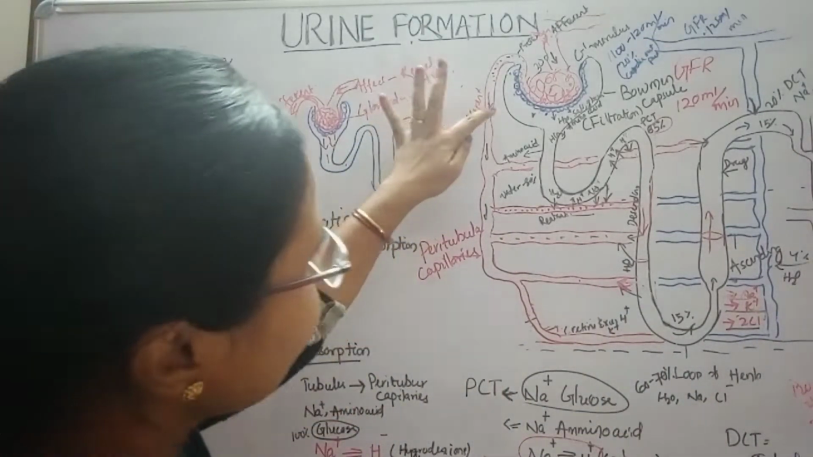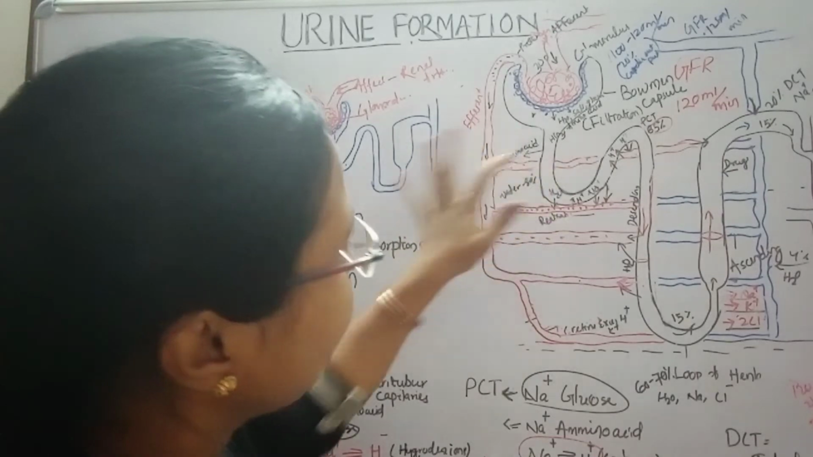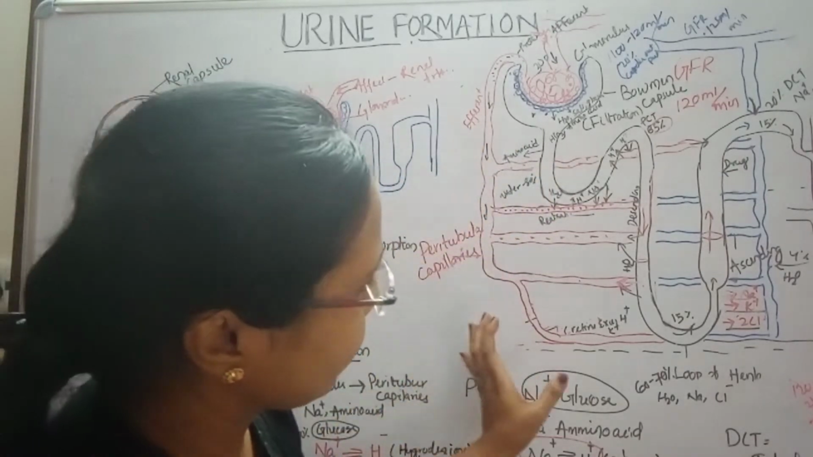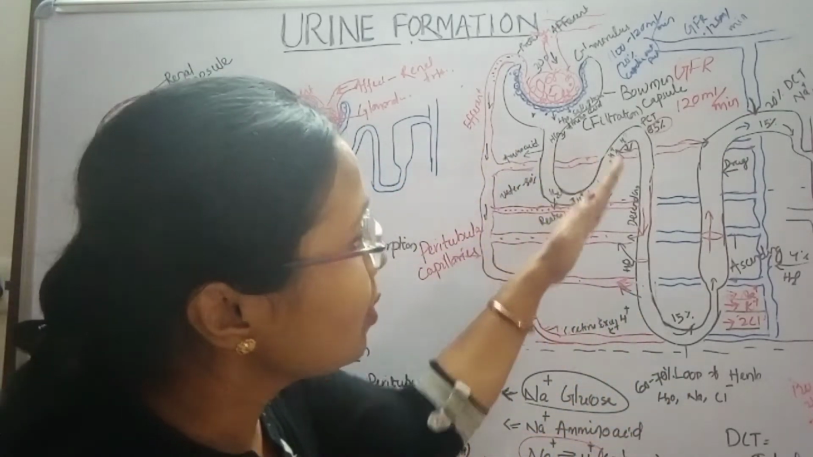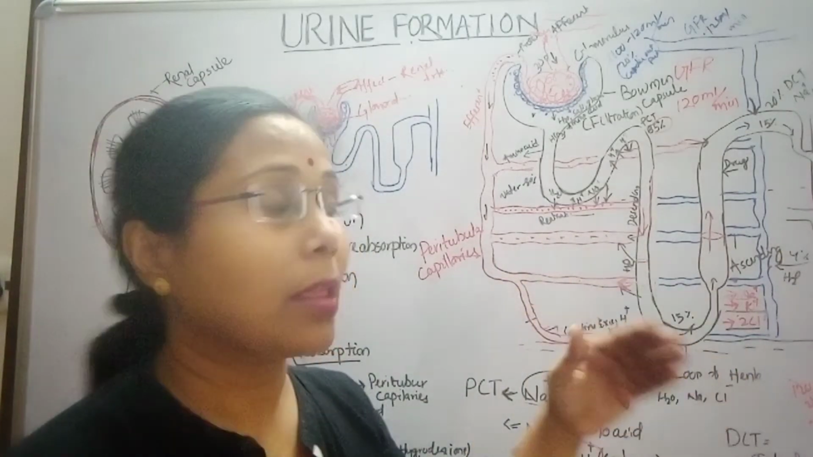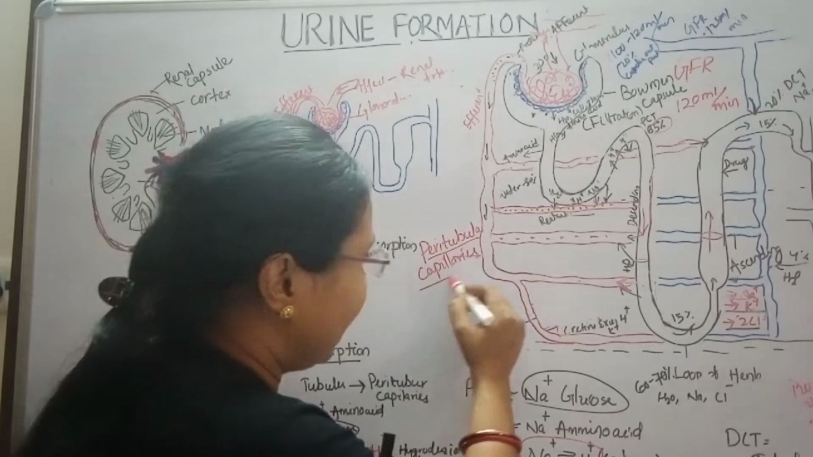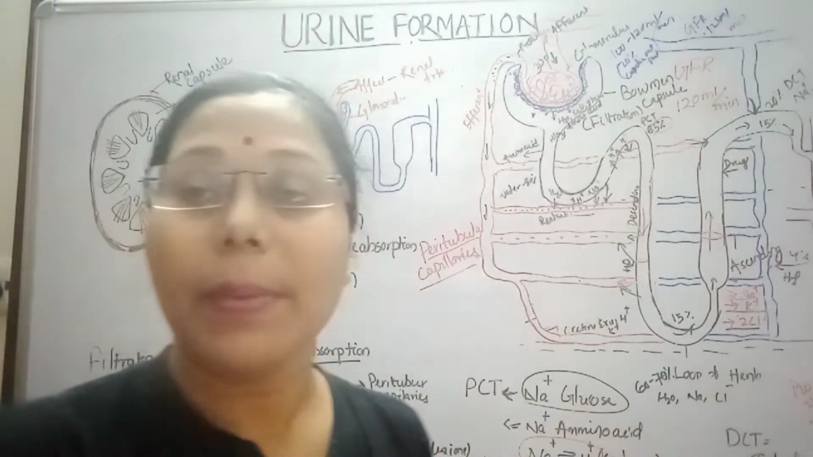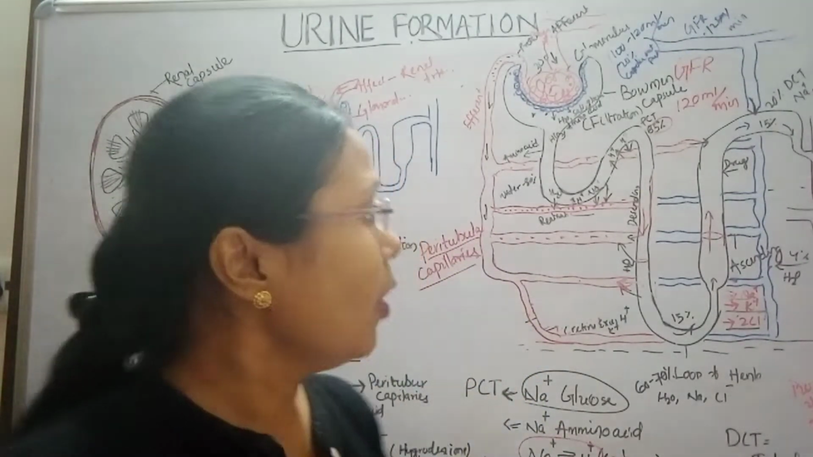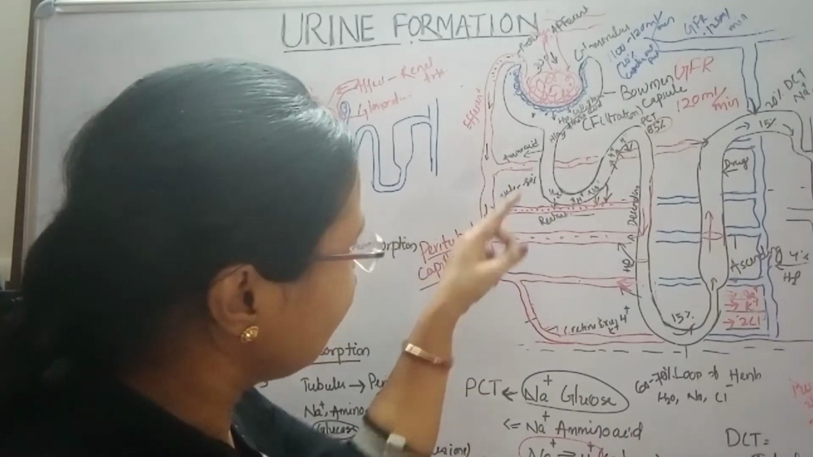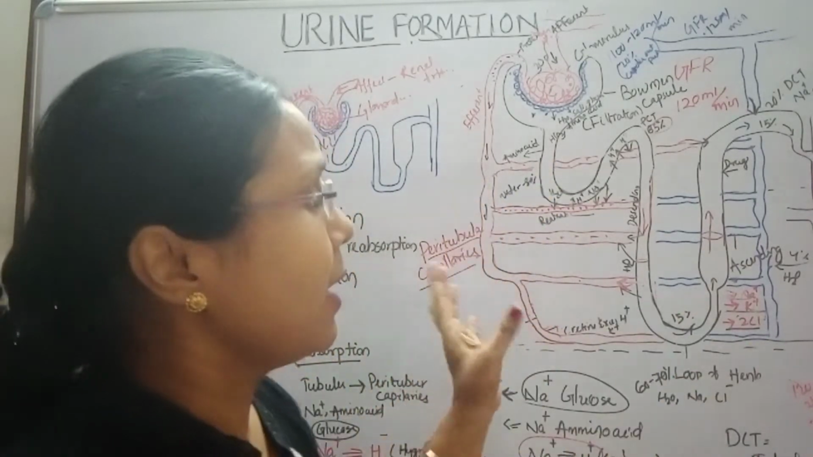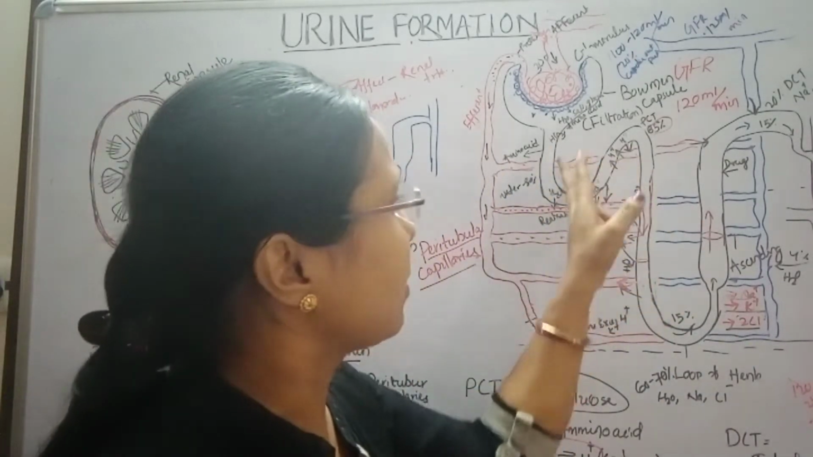Again, these efferent arterioles make a number of branches. It looks like a network. It creates a network around the tubules, so it is called peritubular capillaries. Why is it called peritubular? Peri means outer coverage. So they make a network and cover the whole tubules.